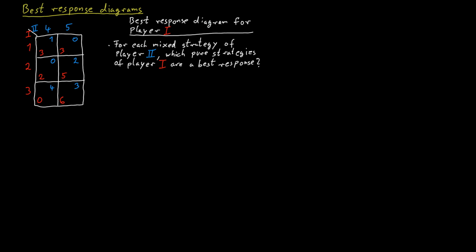First of all, we need to be able to depict all the different mixed strategies that the second player has. We can do this by simply drawing a line. The left end of the line is the point where the probability of playing strategy 4 is 0, and the right end of the line is where the probability of playing strategy 4 for player 2 is 1. We can also indicate the probability of playing strategy 5, and this would be 1 minus the probability of playing strategy 4.